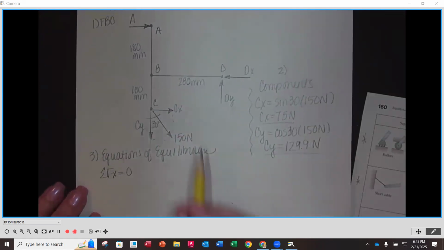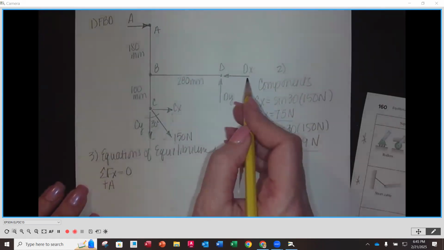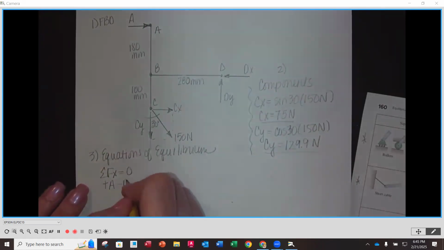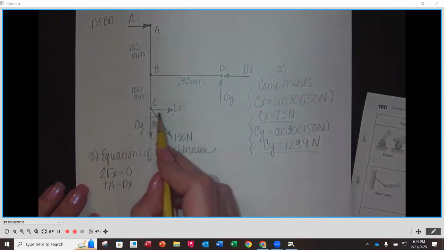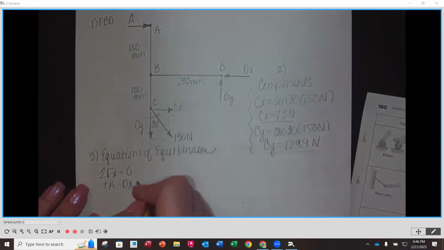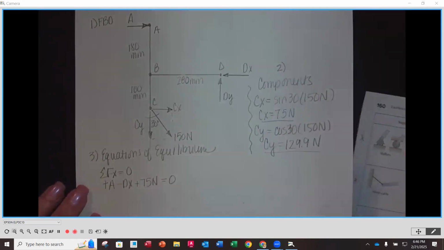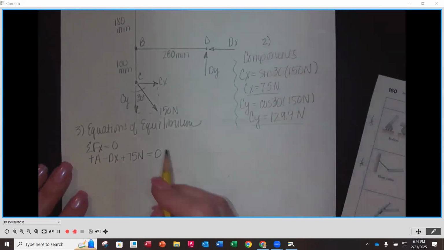So you'll notice that I have a positive Ax, a positive A in the x direction. I've got a negative Dx, and I've got a positive Cx, which is 75 newtons. That's my sum of my forces in the x. I set that equal to 0. 2 unknowns. That's all I can really do there. So we're gonna leave it just like that.